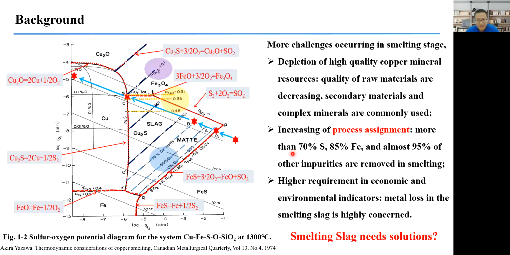So more impurities should be removed, more gangue should be removed, and we are producing a larger amount of smelting slag. And the last part, we are emphasizing economics, but also the environmental indicators are getting strengthened and strengthened. So we should control the metal loss. We should also try to find new solutions for the smelting slag. So this is all the background.